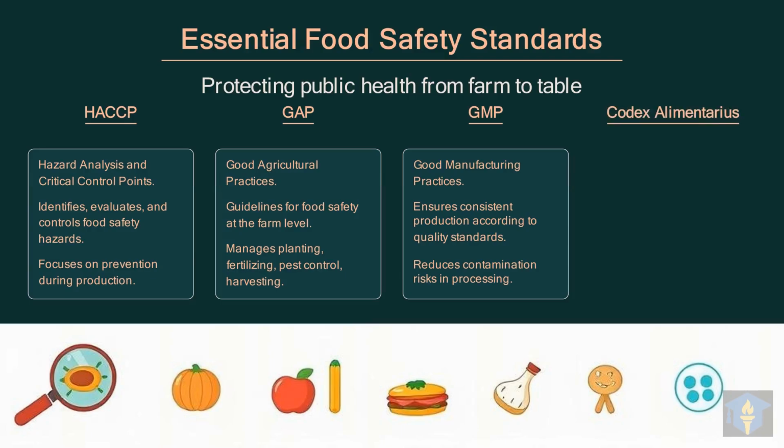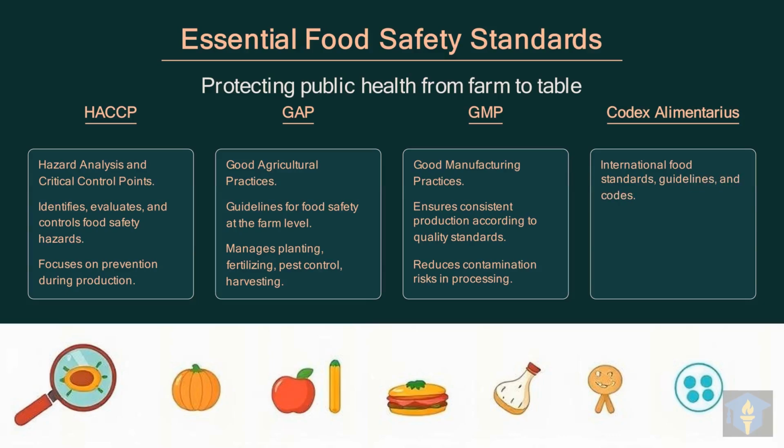Finally, we have Codex Alimentarius. This provides international food standards, guidelines, and codes. It was established by the FAO and WHO organizations. It serves as the foundation for global food safety standards.